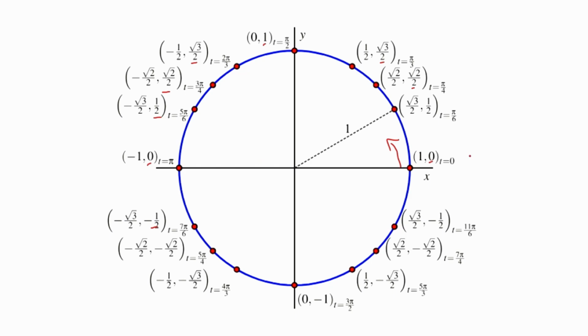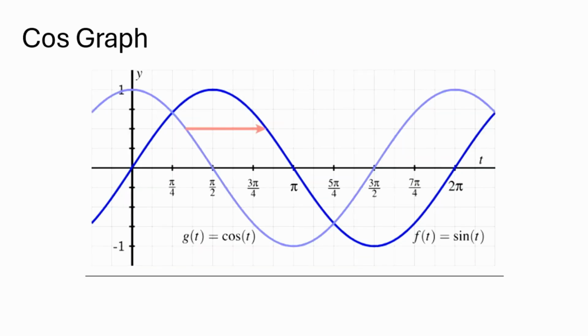And if you look at cos, it does the same thing, except it starts on 1 and then goes to 0 and negative 1. So the cos graph is just the sine graph moved pi over 2 to the left, so that it starts on a 1 instead of starting on a 0.